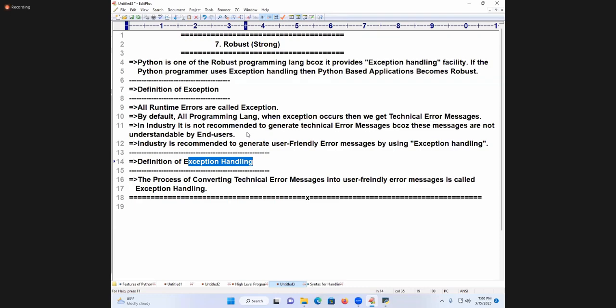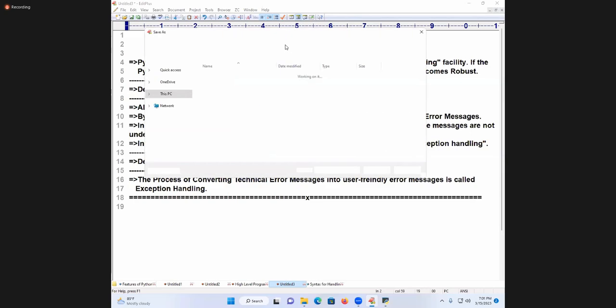If you don't use exception handling, even in Python, which messages will come by default? That is weak or strong? Ultimately, strong or weak is decided based on how user-friendly your application interacts with the end user. Understand my point? Well, now this is called robust. I will save it in the features level.